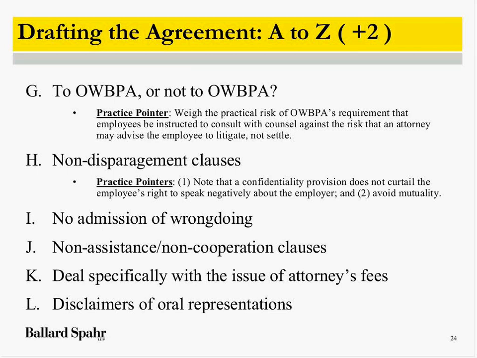Non-admissions clause: no admission of wrongdoing by the employer. This is a must, and no agreement should fail to include a non-admissions clause. Non-assistance, non-cooperation clauses. In the past, I routinely included them. Now, not always. The EEOC considers such clauses to be invalid, as does the NLRB.